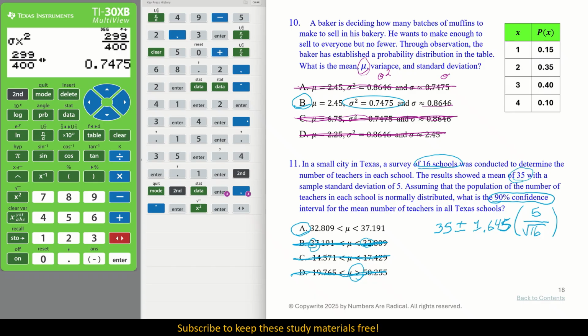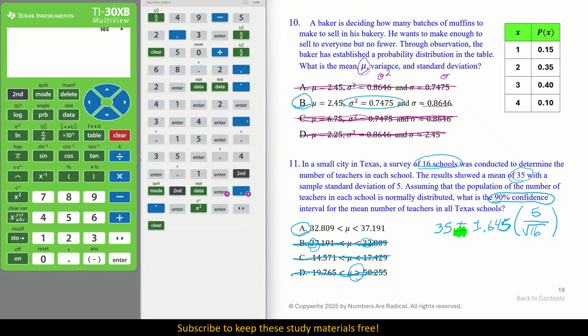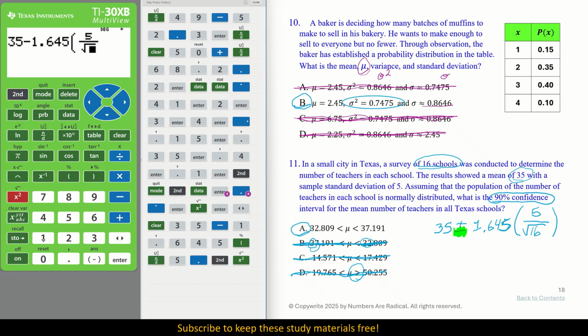I just want to type it into my calculator, and I'm going to select the minus first. So let's clear this out. 35 minus 1.645, parentheses, and my fraction, 5 over second radical 16, arrow over, parentheses, and enter. And yes, I have verified the first value.